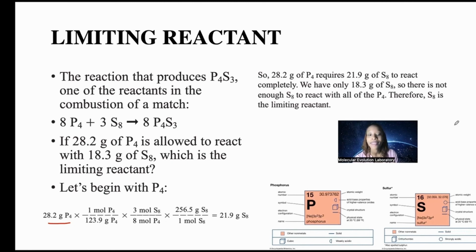Stoichiometry. Remember, we have 18. So we have only 18 grams of S8, so there is not enough S8. We only have 18, but we require 21.9. Therefore, S8 is the limiting reactant.